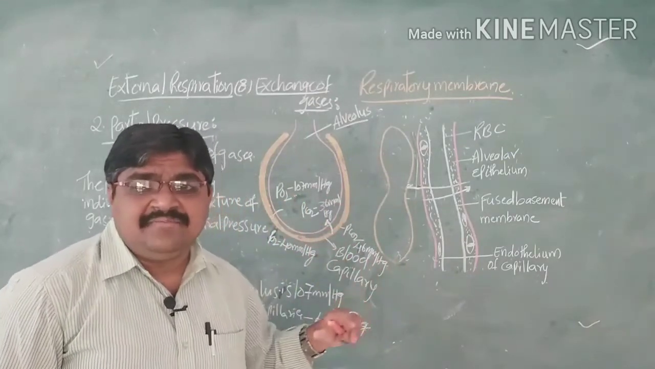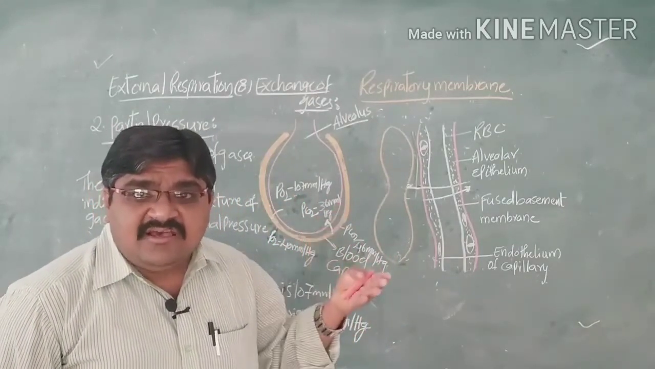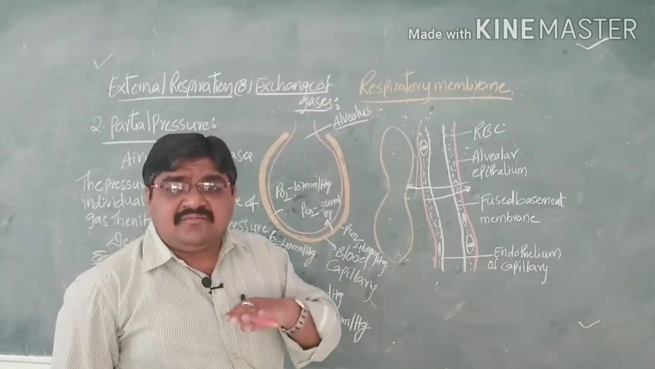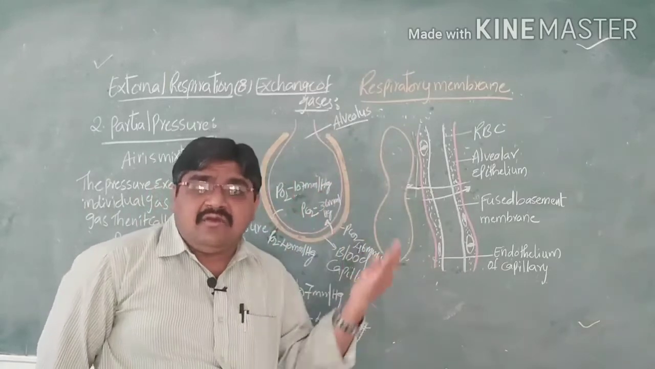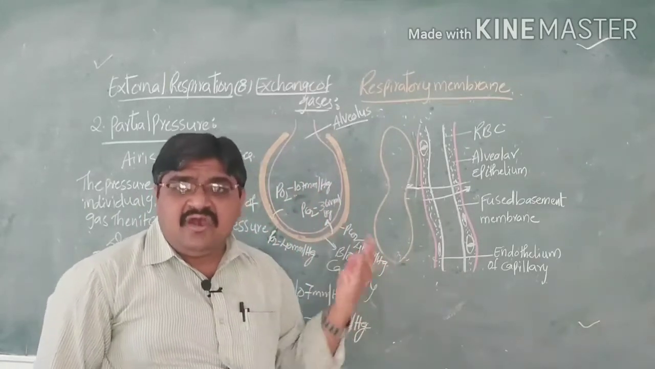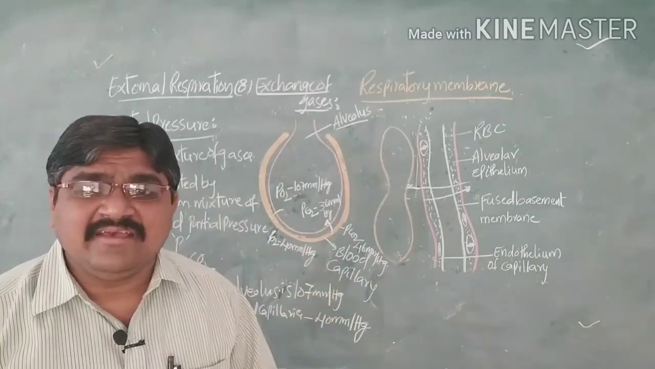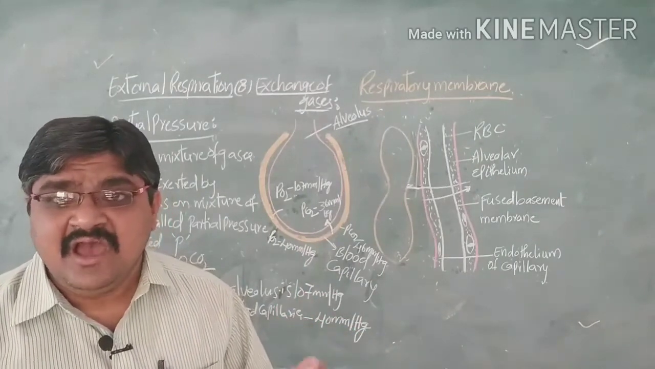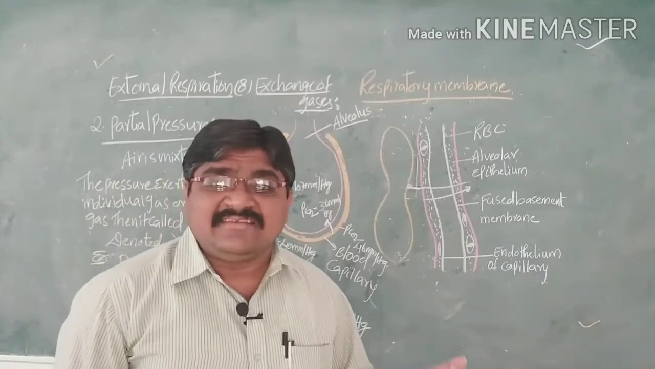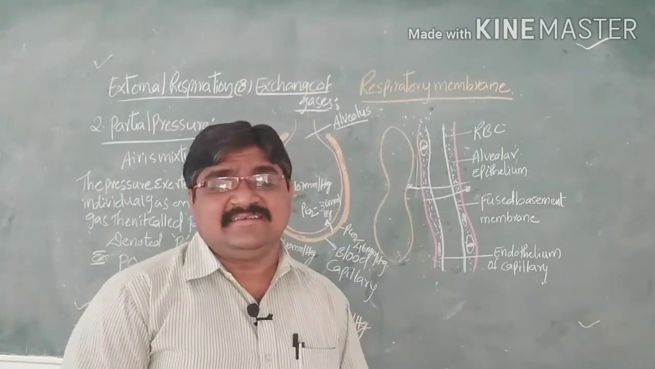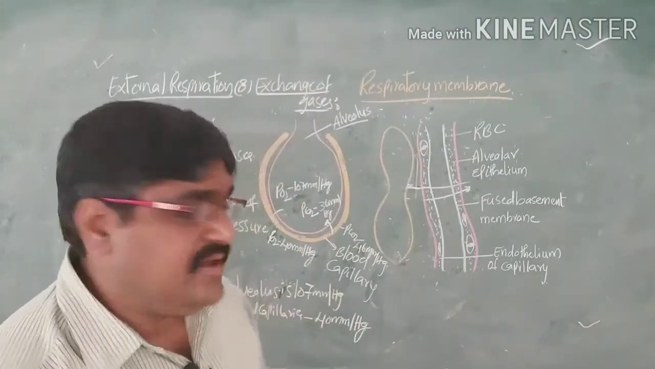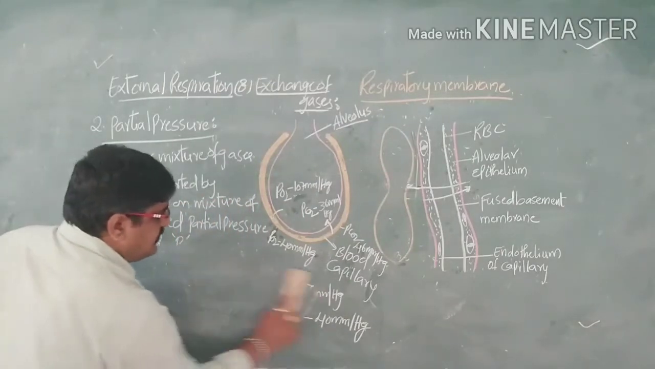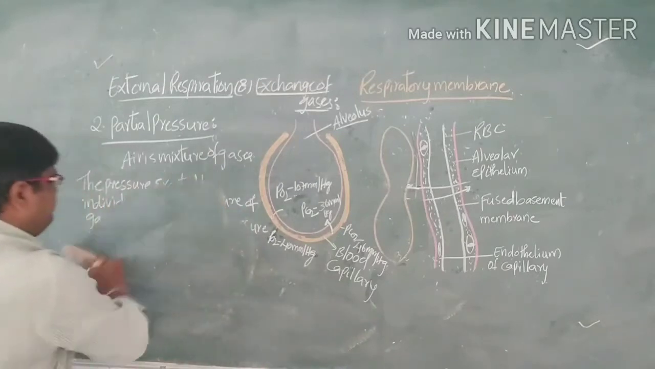So oxygen diffuses from the alveolus to the blood capillaries, and carbon dioxide diffuses from the blood capillaries into the alveoli. Here the exchange of gases takes place. We can call this external respiration, or the exchange of gases. I will show it with a representation so we can easily understand.